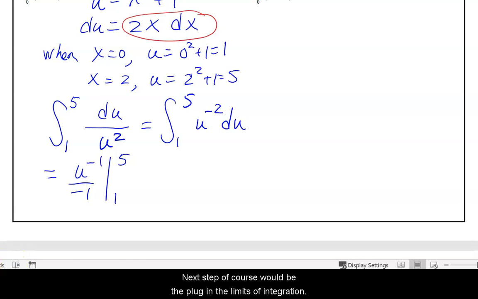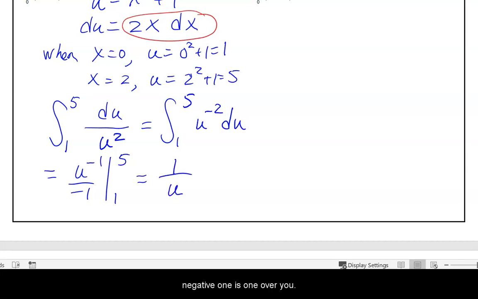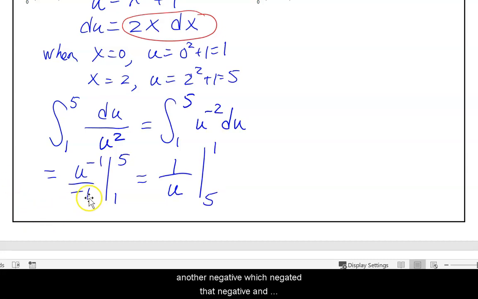Next step, of course, would be to plug in the limits of integration. However, as I pointed out earlier, if you don't like what you have and you want to switch the limits of integration, you can. Remember that what it does at any step, including here, is it throws another negative into the mix. But I already have a negative, so what's a double negative? You got it. A double negative will make it positive, and u to the negative 1 is 1 over u. But because I switched the limits of integration, I threw in another negative, which negated that negative and gave me a positive.